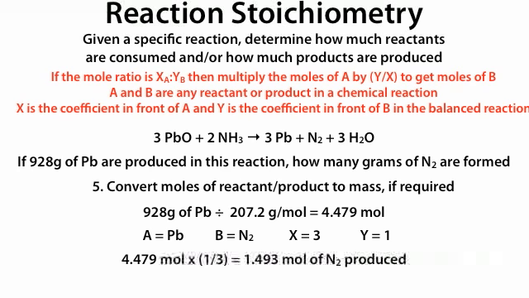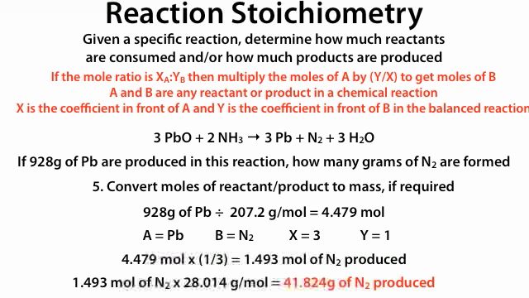Step 5. Convert moles of reactant or product to mass if required. In this case, it is required, since we're asked for how many grams of N2 are formed. We do this by multiplying 1.493 moles of N2 by its molar mass of 28.014 grams per mole to get 41.824 grams of N2 produced.